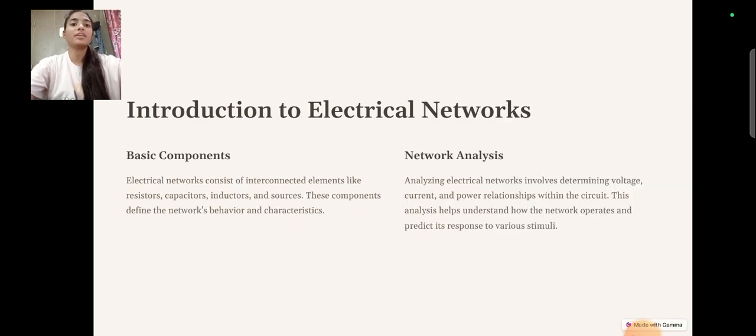Introduction to electrical networks. Basic components. Electrical networks consist of interconnected elements like resistors, capacitors, inductors, and sources. These components define the network's behavior and characteristics. Network analysis. Analyzing electrical networks involves determining voltage, current, and power relationships within the circuits. This analysis helps understand how the network operates and predict its response to various stimuli.